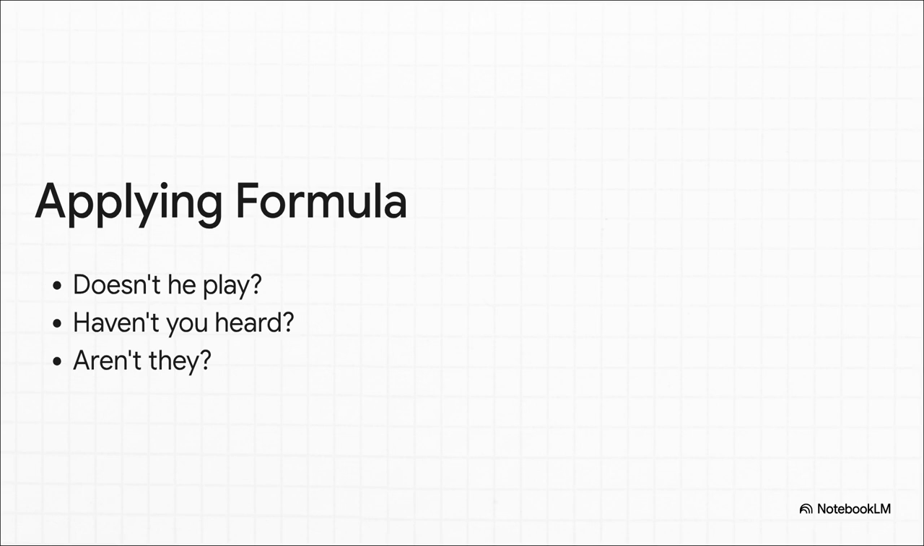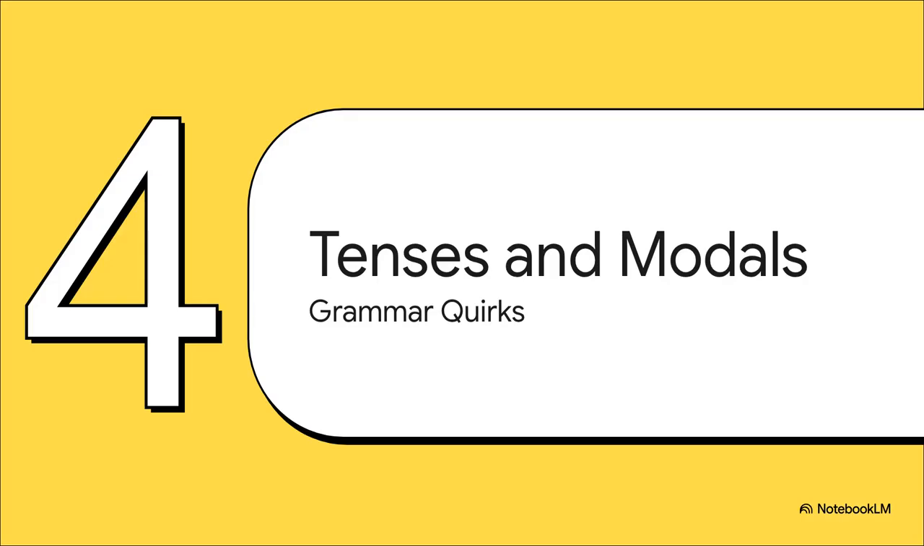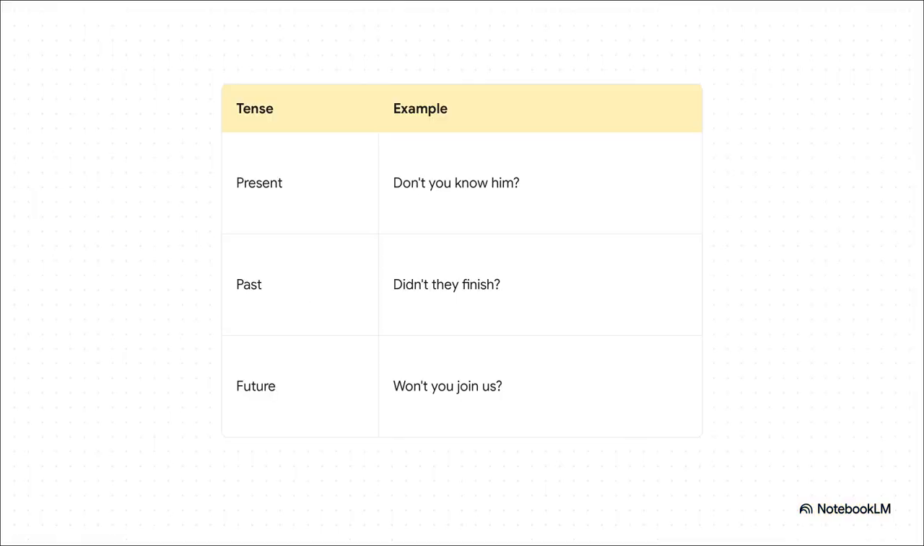Aren't they interested in this project? Auxiliary are plus n't, subject they. That formula we just walked through perfectly applies to each one of these, completely regardless of which auxiliary verb is being used. Which brings us to part 4, quirks, tenses, and modals. Let's see how the structure adapts when we jump across different time frames.